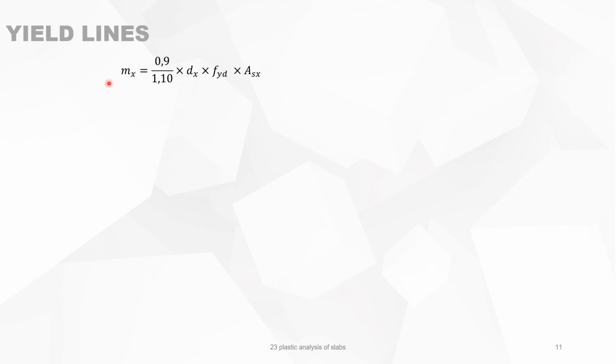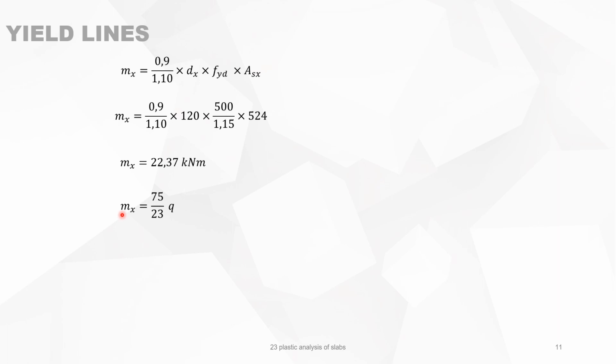So mx, we know that the bending moment is equal to 0.9 times the effective depth times the yield strength of the steel times the amount of steel, and we should divide by 1.1 to have a safe amount of steel in it. So the amount of steel rebars that are present, we divide by 1.1, and we only calculate the load capacity with this amount of steel. We fill in the different parameters, and we find that the slab is designed for a maximum plastic bending moment of 22.37 kilonewton meter per meter.